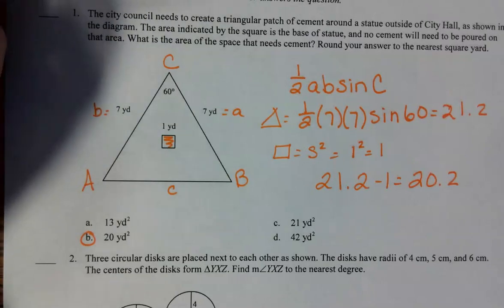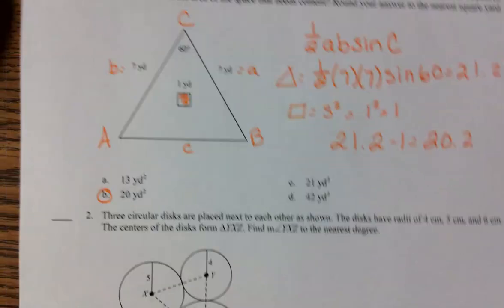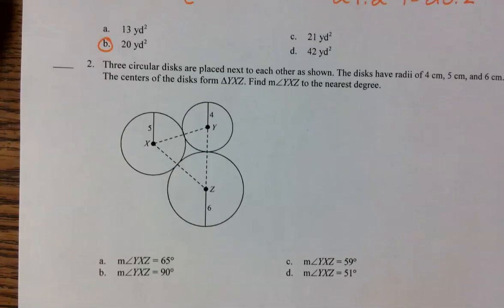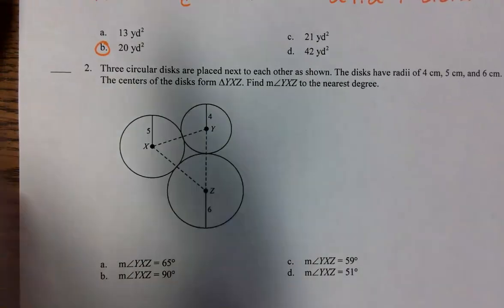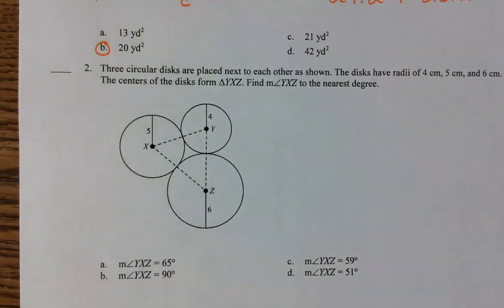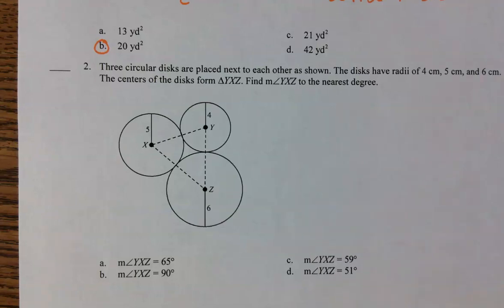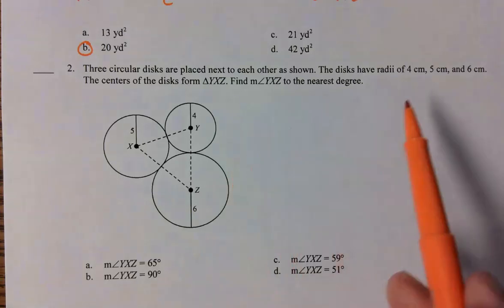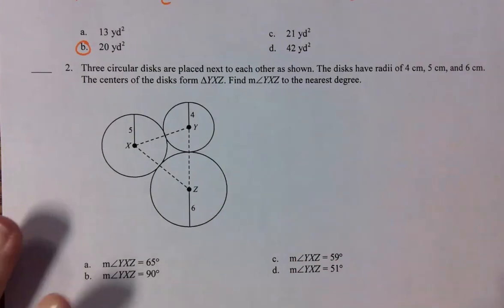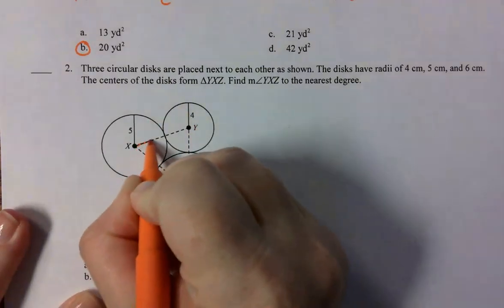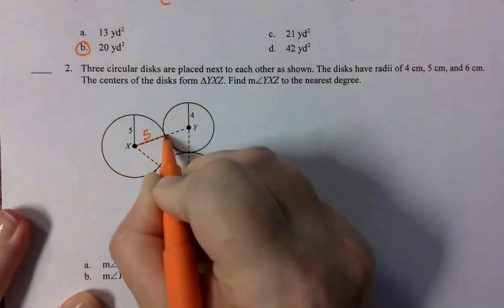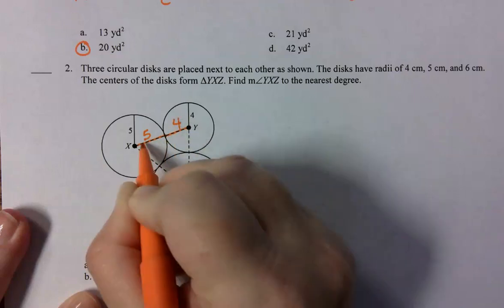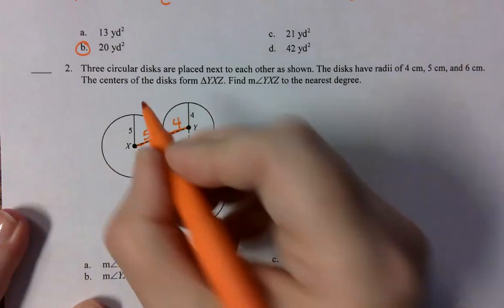Hold on. Okay. Now let's move to number 2. Now these questions are a little bit rougher than what's really on the test, but these are really, I promise you, not that hard. So we have 3 discs that complete, and we have the radii. So here we go. If this is 5 and this is 4, how long is this side?